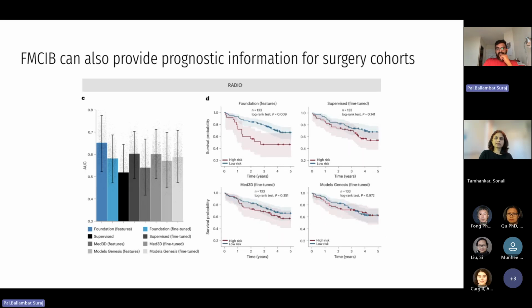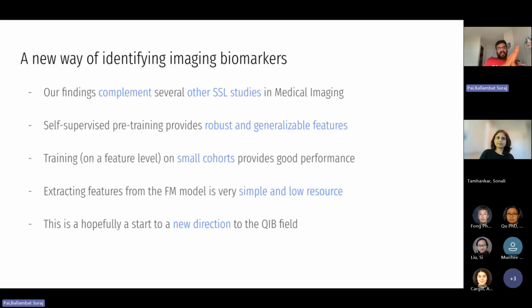Thank you. Of course. And then we saw a similar sort of prognostic behavior for surgery cohorts as well. And we saw that this is a new way of identifying imaging biomarkers that are very inspired from self-supervised learning studies done in the general domain of natural images, and self-supervised studies in medical imaging beyond looking at cancer imaging. And we saw that this sort of pre-training provided us very robust and generalizable features. And then training on a feature level, specifically looking only at features on small cohorts, provides us pretty good performance.